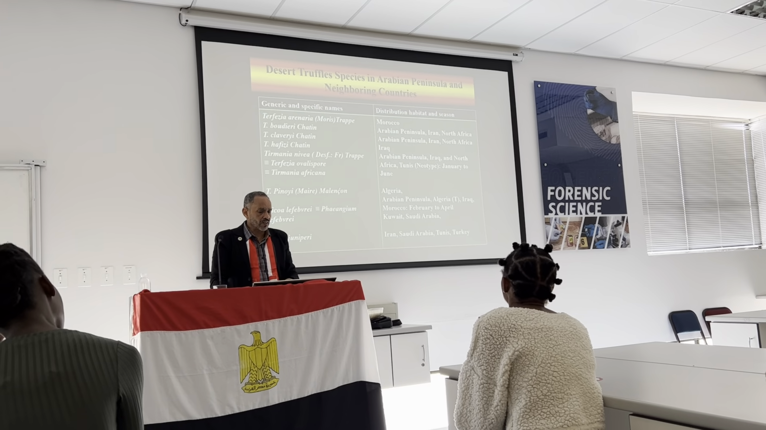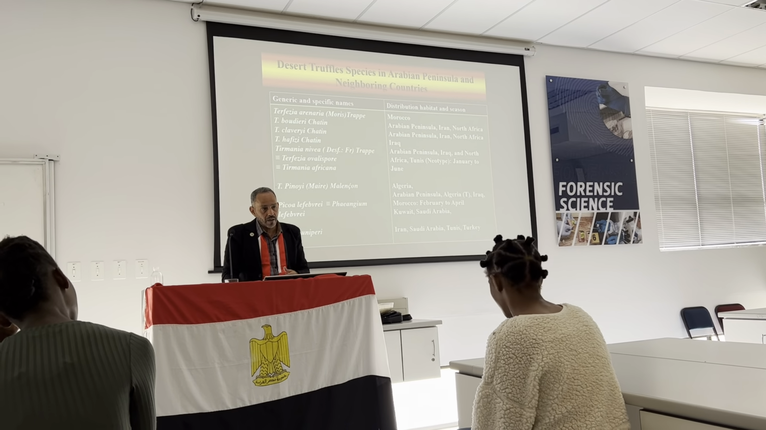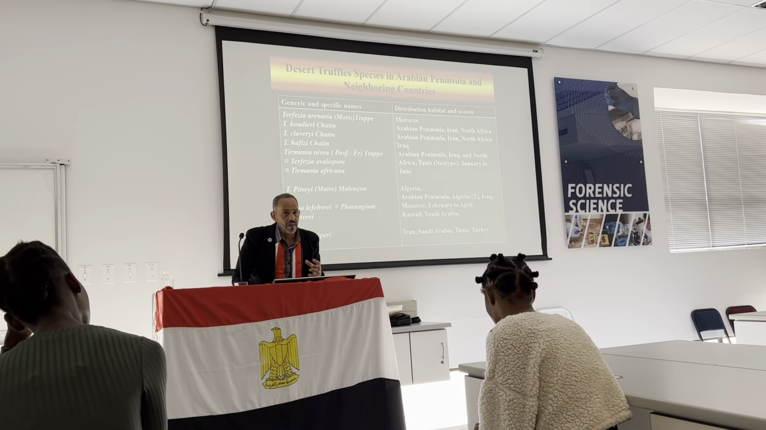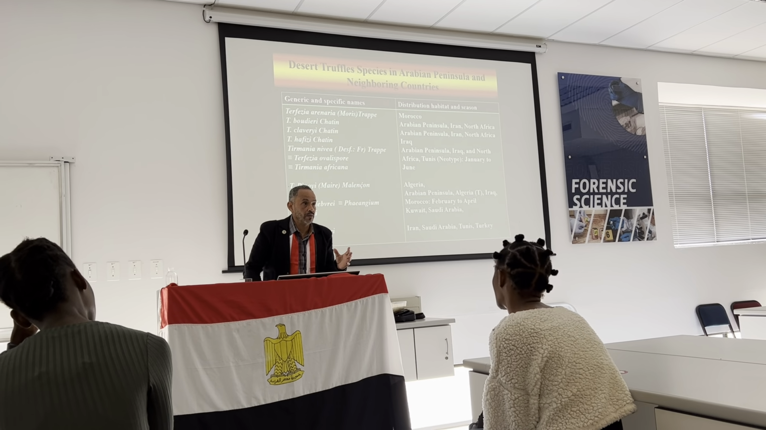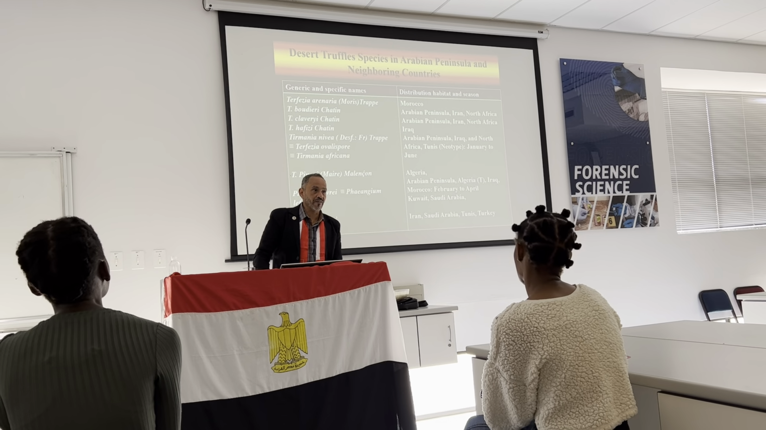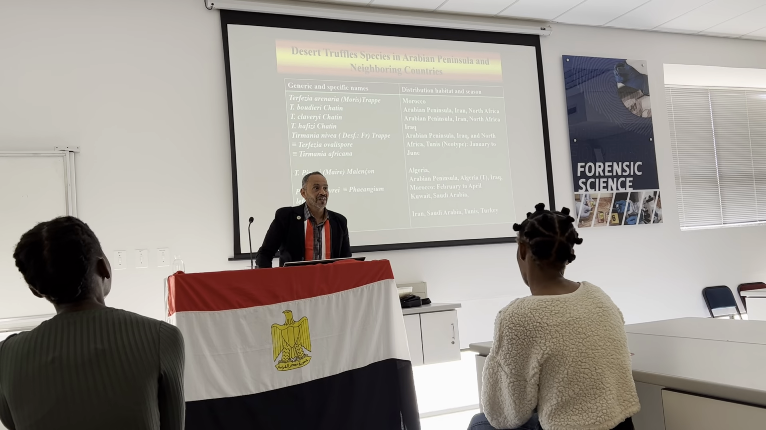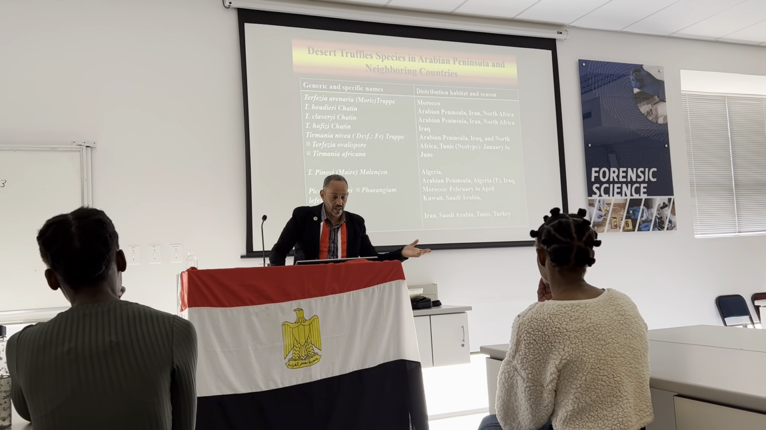Different desert truffles, all in the Arabian Peninsula and the neighboring countries, are all suffering from overcollection. It will be completely destroyed. Why? Because climate change affected the plants, and the truffle is an ectomycorrhiza. So if the plants completely disappear, desert truffles completely disappear.